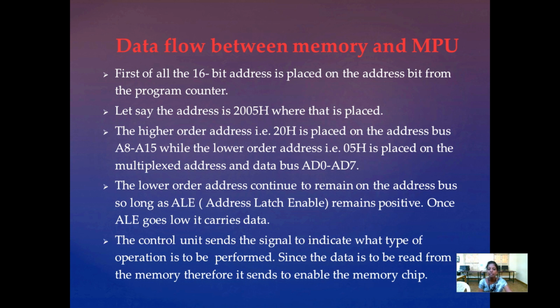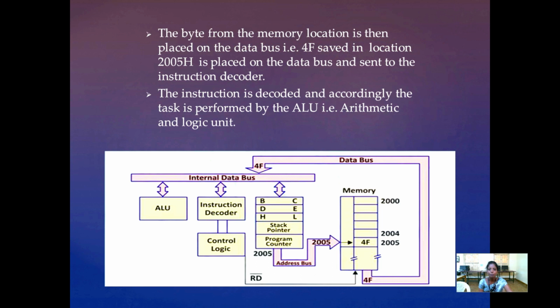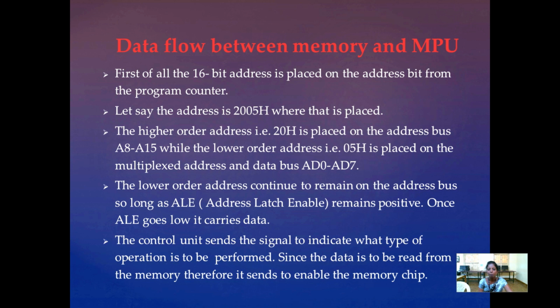The control unit sends a signal to indicate what type of operation is to be performed. Since the data is to be read from the memory, it sends the read signal to enable the memory chip. The byte from the memory location is then placed on the data bus, that is, 4F saved in location 2005H is placed on the data bus and sent to the instruction decoder. The instruction is decoded and accordingly the task is performed by the ALU. What is ALU? Arithmetic and logic unit. Finally, the process is performed by the ALU. These are the methods of how data flows between memory and the MPU.